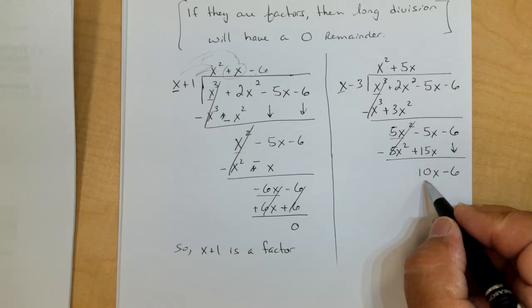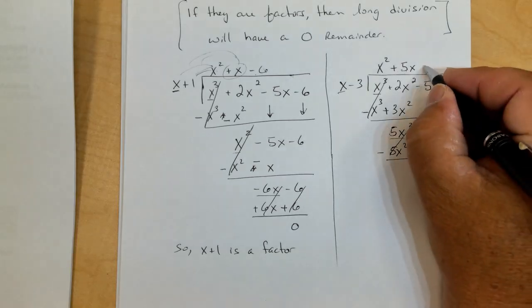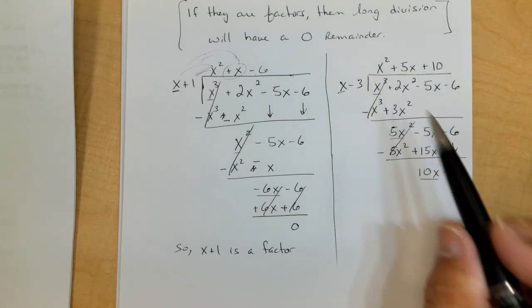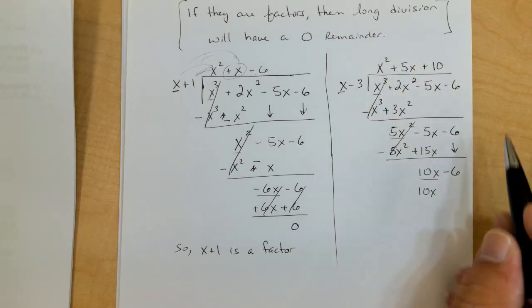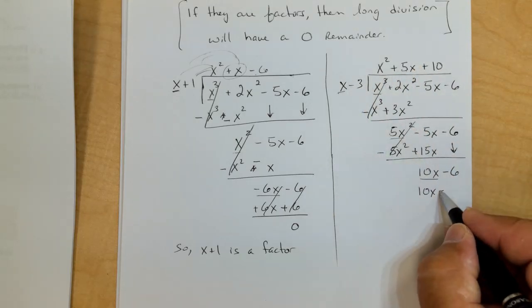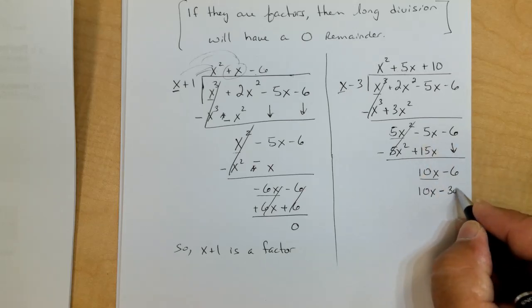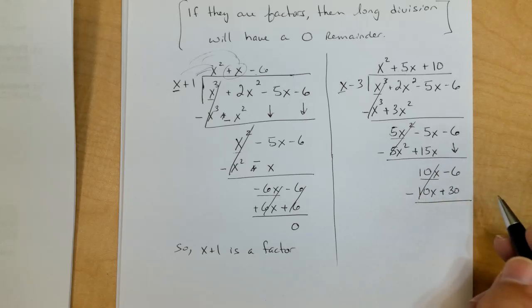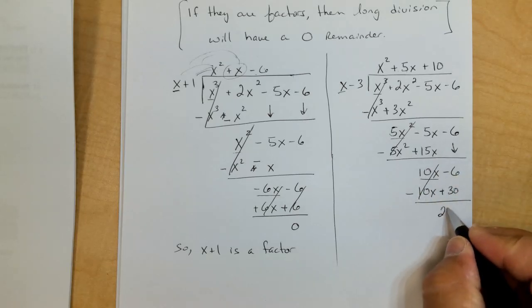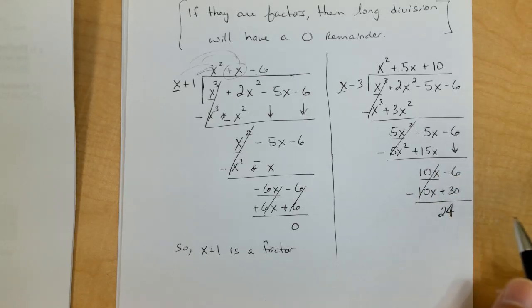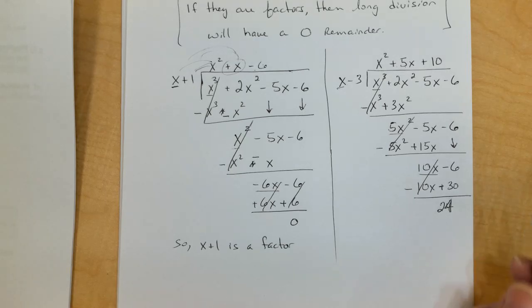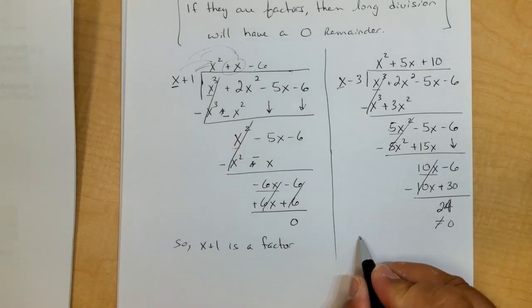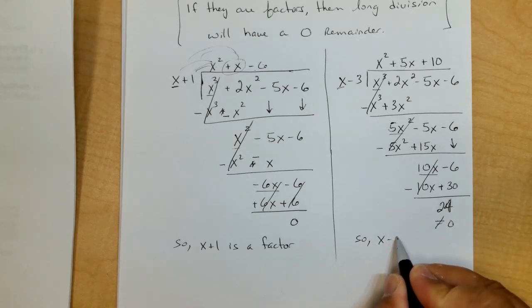What times x gives me 10x? Positive 10. Positive 10 times x is positive 10x. Positive times negative is negative. 10 times 3 is 30. Change the signs. 30 minus 6 is 24. So that does not equal 0. So x minus 3 is not a factor.